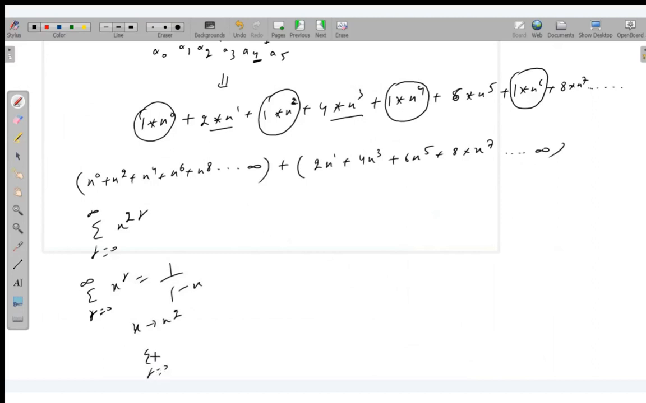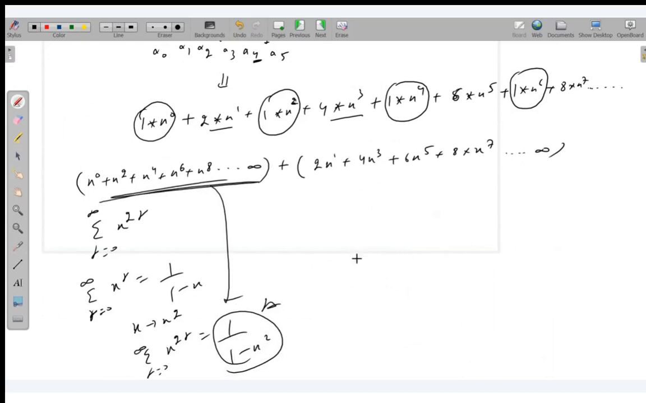So what are we going to get? The sum over r from 0 to infinity of x power 2r is 1 upon 1 minus x square. So this part is solved. Now we are left with the other part. So how can we do it?